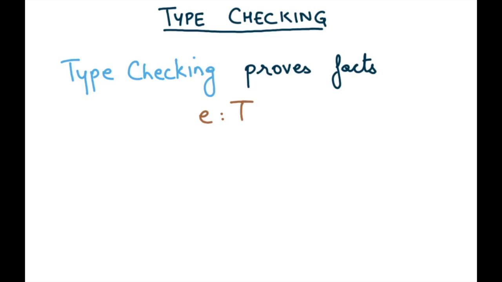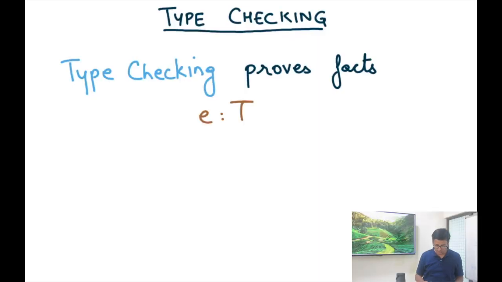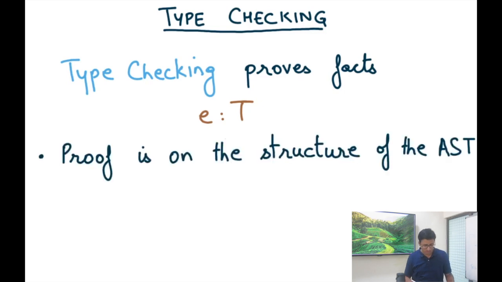Okay, so far we have been discussing type checking, and we said that type checking proves facts of the form expression E is of type T. We also saw an example. When we are doing type checking or type inference, we are basically constructing a proof, either to check whether something is of the annotated type or to infer the types. And this proof is on the structure of the abstract syntax tree of the expression E.